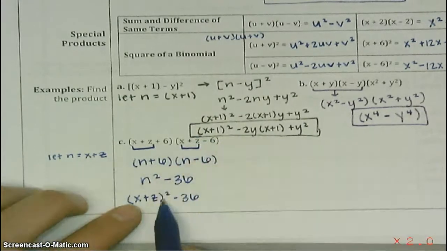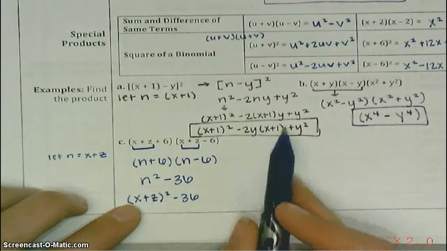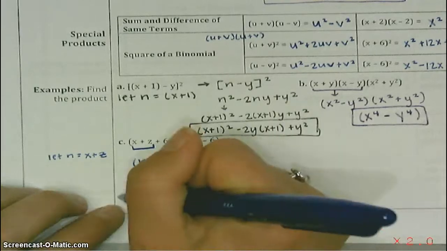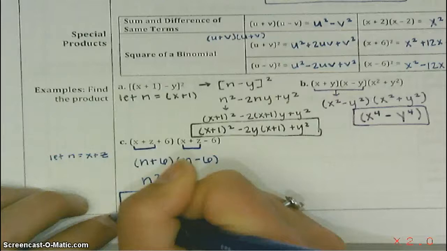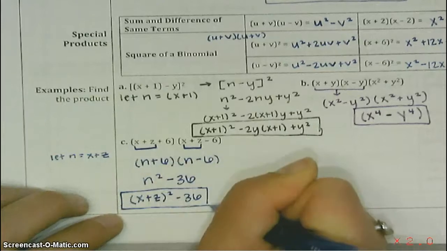If you wanted to, you could go ahead and FOIL this all out using the second property. But just to get practice with identifying what property to use, we can stop here for now.